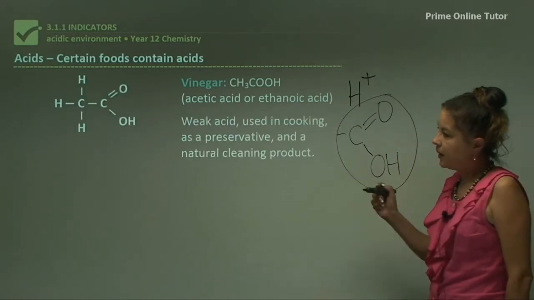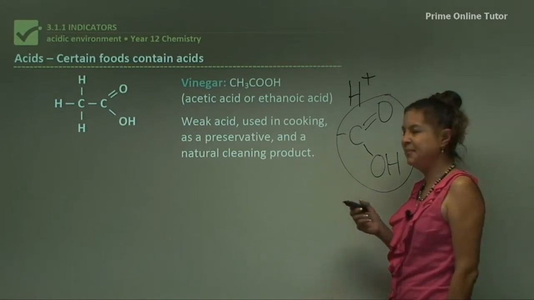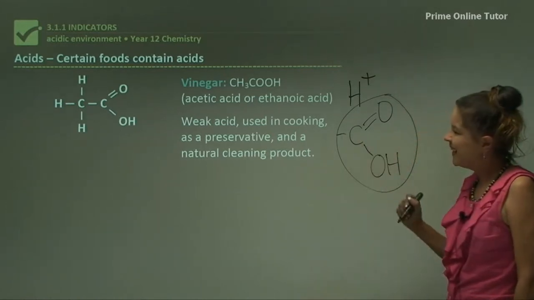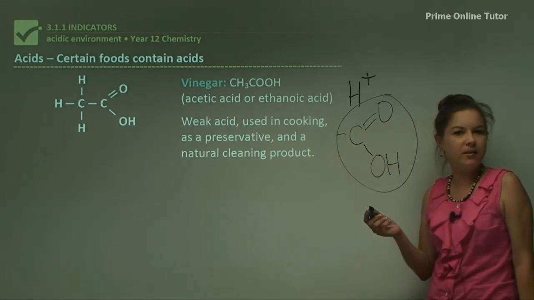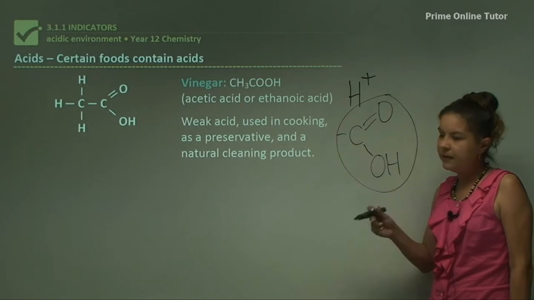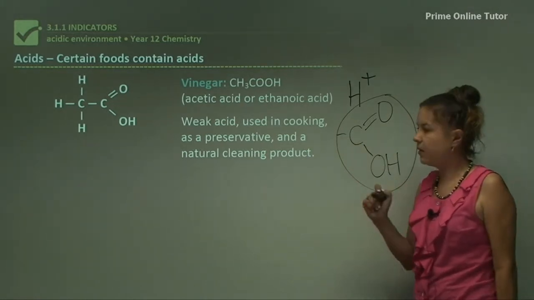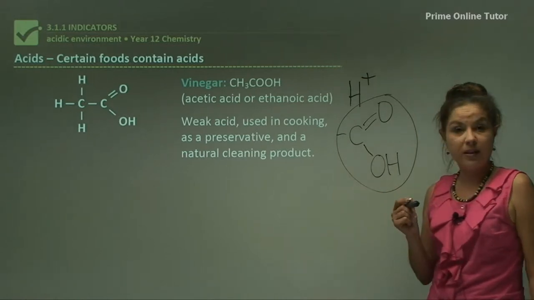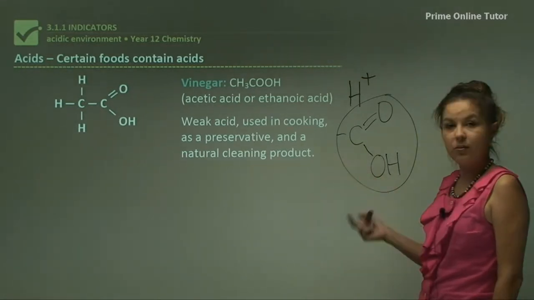So vinegar, it's a weak acid, and it should be because we eat it. If it was a strong acid, I don't think we should be eating it. It's used in cooking, it's used as a preservative. Before we had fridges and things like that, they'd use vinegar to preserve, like pickling, vegetables, meats, stuff like that. It stops the growth of bacteria and other microorganisms. And it's also a natural cleaning product.